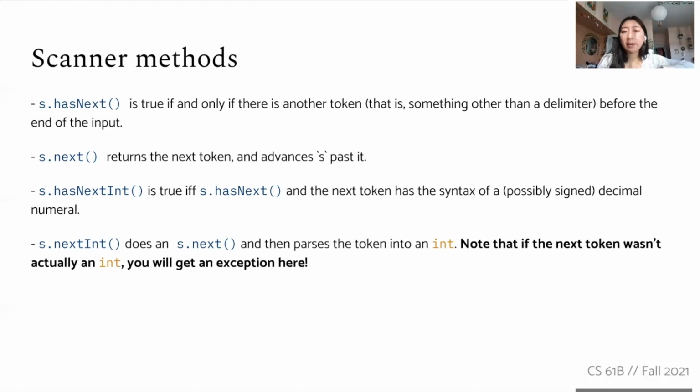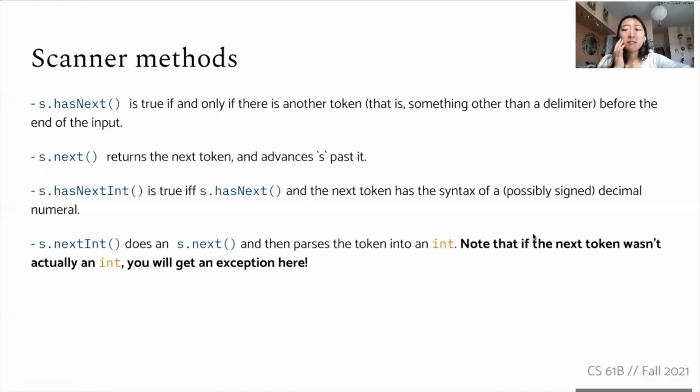And so the s.nextInt method does an s.next and then parses that token into an integer. Remember with the scanner in general, we're working with some sort of input of characters, and usually it's going to be a string, but if we know that we want to work with integers, it comes with this awesome method s.nextInt that's going to take the next token and make it into an int and return that int.